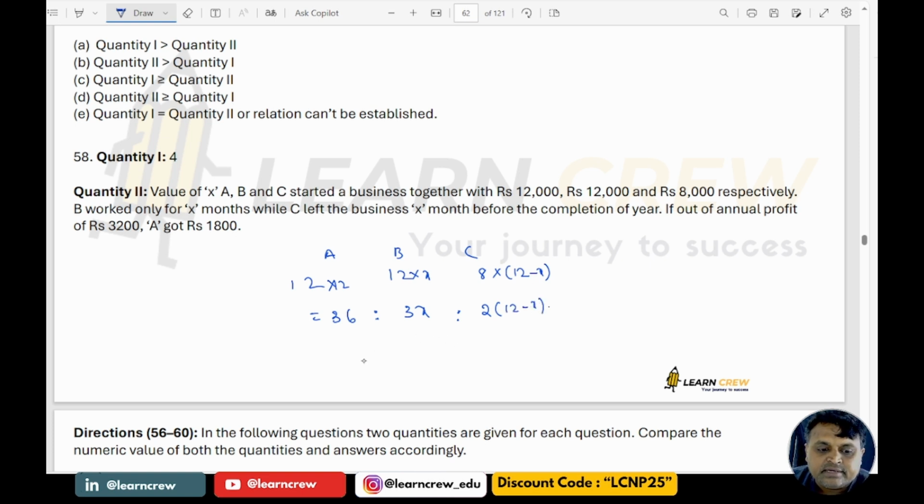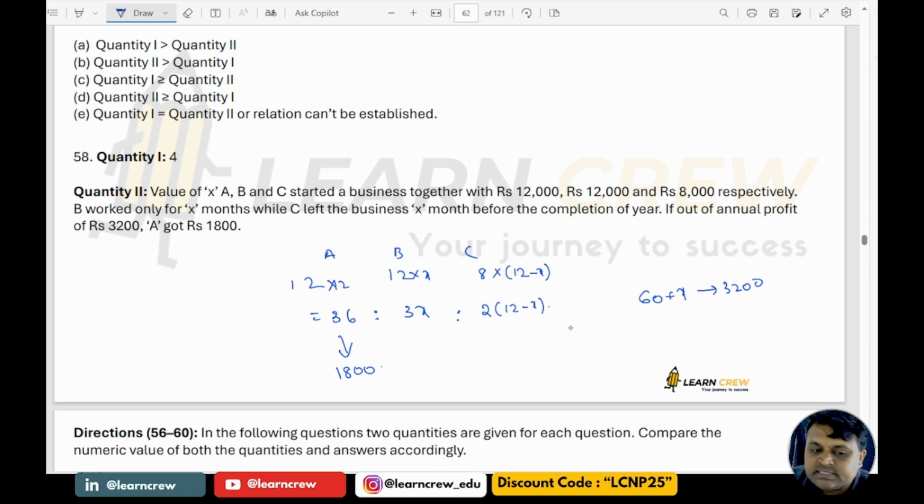Okay. And here what is given? It is given that 36 parts is 1800. Am I correct? A got 1800 out of the total annual profit. If 36 parts is 1800, the remaining is actually in total how much? 60 plus X is 3200.